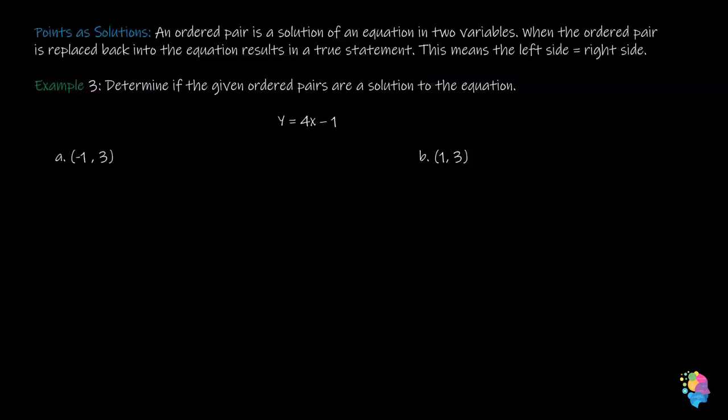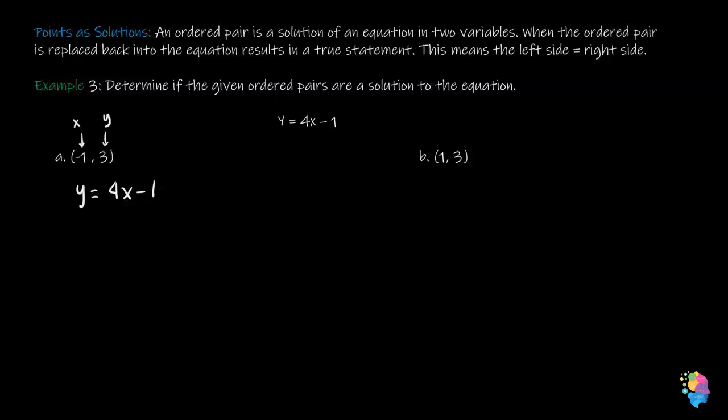So as we look at example 3, it's asking us to determine if either of these two ordered pairs is a solution to the given equation. So let's start with A. I'm going to first bring down the equation to give myself some space, and I have y is equal to 4x minus 1. For A, we see that the x value is negative 1 and the y value is 3.